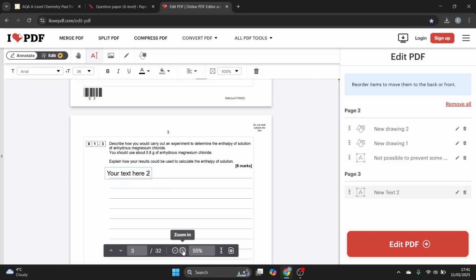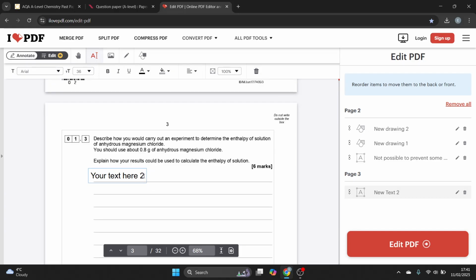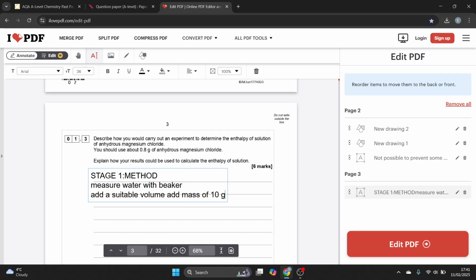1.3, describe how you carried out an experiment to determine the enthalpy of solution of this. A 6 marker practical question, the third part of the question. So the first thing I want to do is the method. Stage 1, the method. Measure water with a beaker, at a suitable volume, add a known mass into an insulated container, add a known mass of magnesium chloride solid, use the before and after weighing method.